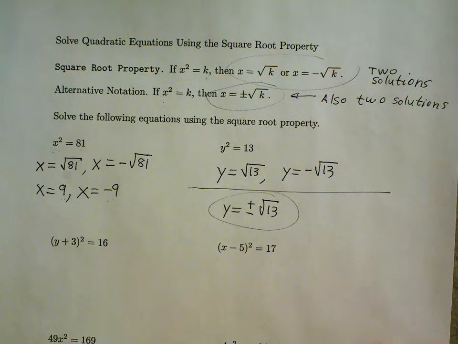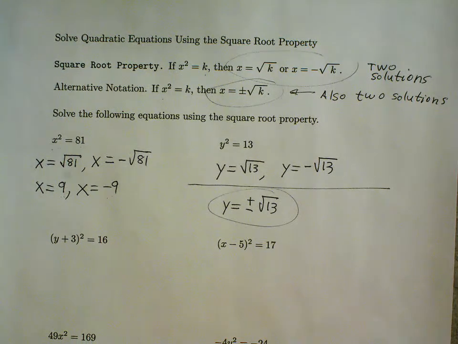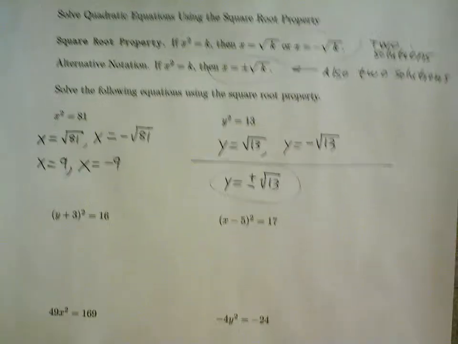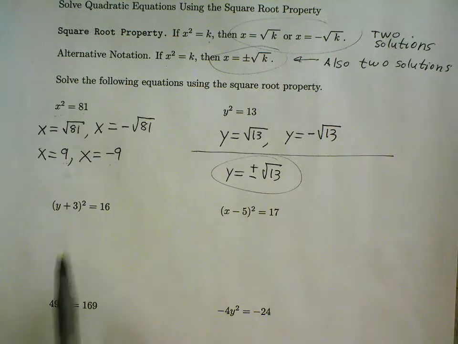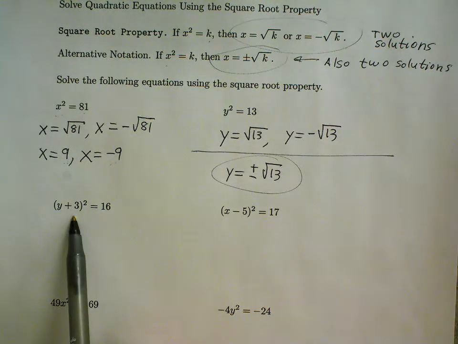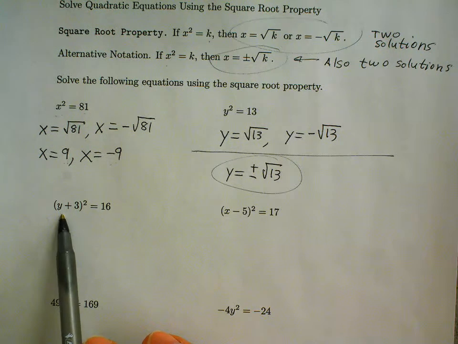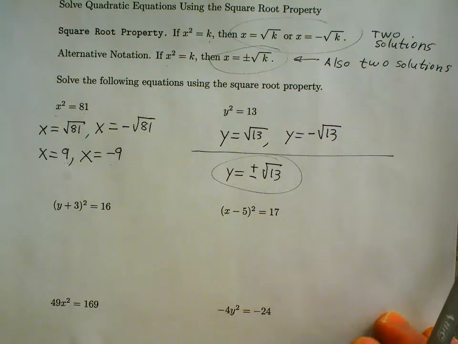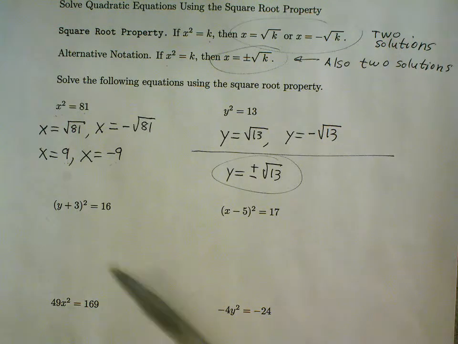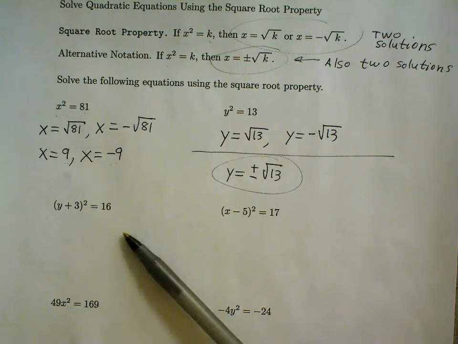Okay, we'll go on to the next level, only slightly more difficult. So apply the square root property to this. The binomial y plus 3 squared equals 16. So take a few seconds and type in the solutions for y on that equation. You can probably do it within 20 or 30 seconds.